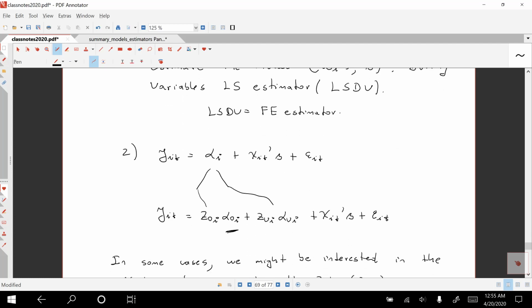Also, in some cases we might want to include in our panel data model the effects of some observed time-invariant variables, but those coefficients are not estimated within the context of the fixed effects estimator. If you are interested, you might be able to recover them, but that requires very strong assumptions.